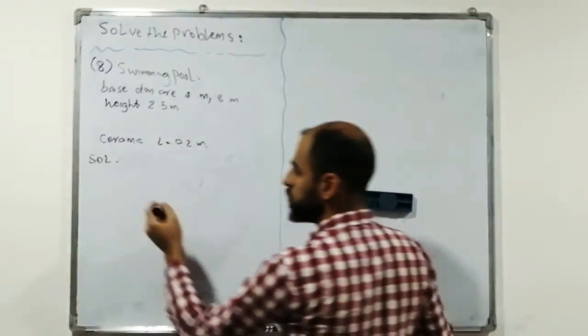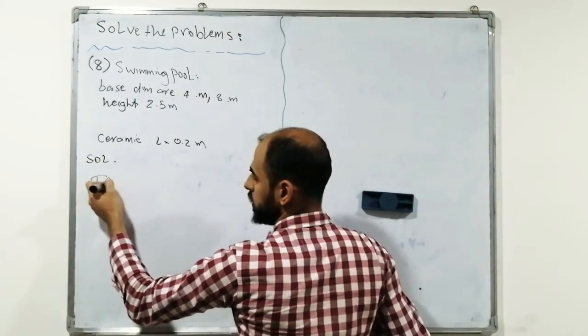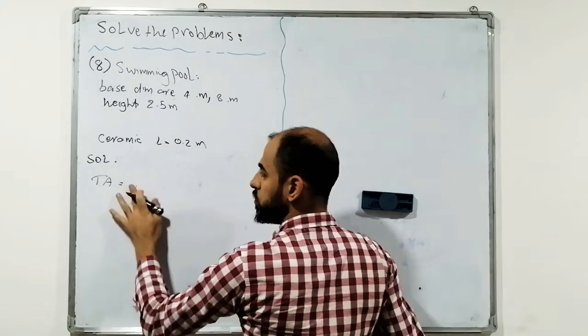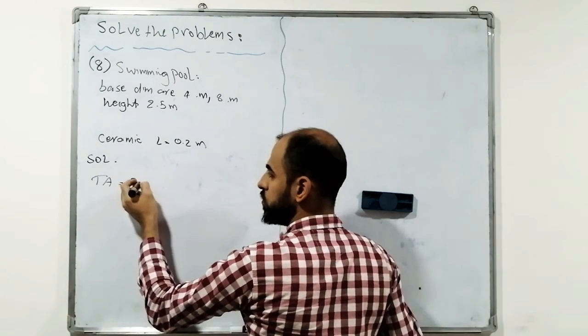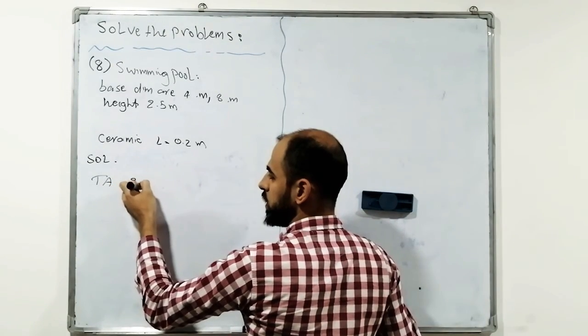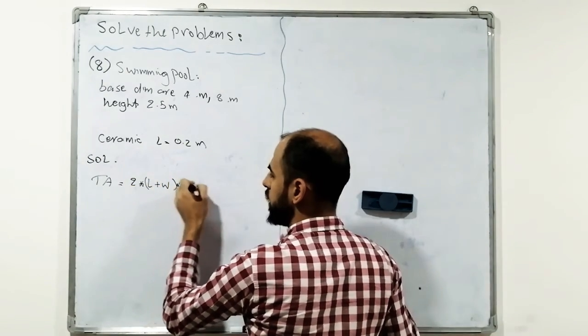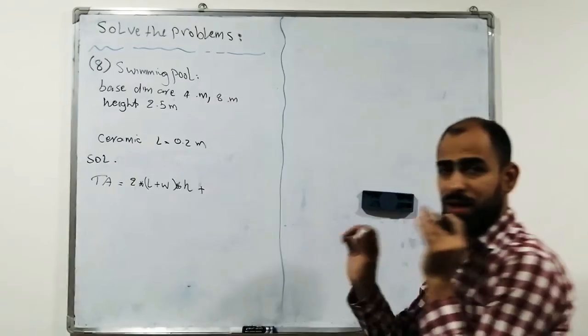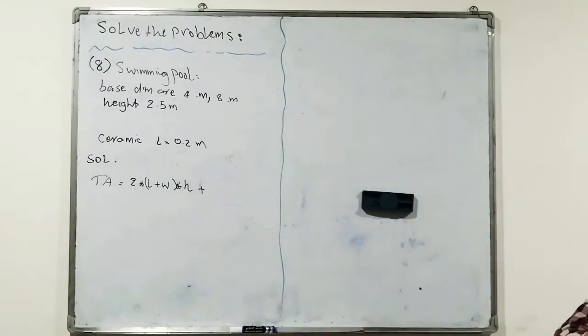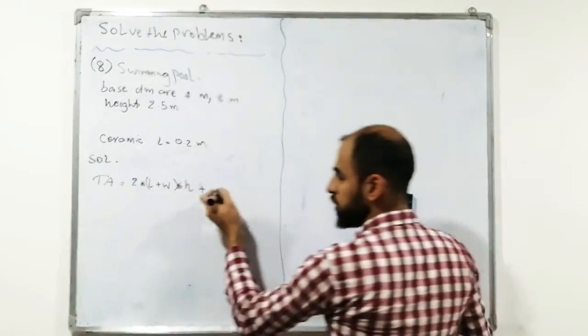Okay? So the total area will be the lateral area, which is 2 multiplying by (length plus width) multiplying by height, plus one of the bases, not 2.